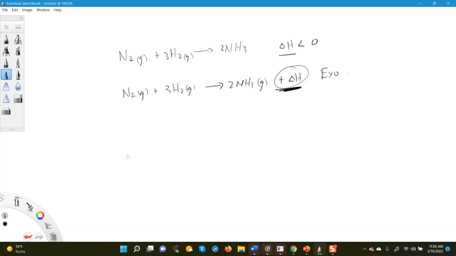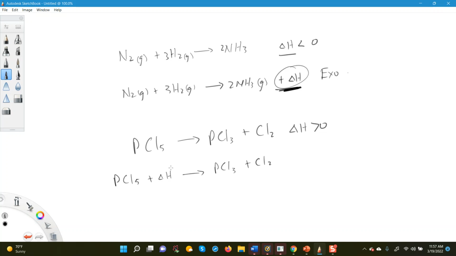Now, in the case of an endothermic reaction, let me think of an example. Okay, here's one example of an endothermic reaction. Let's say you have PCl5 forming PCl3 plus Cl2. Again, I don't remember what the value is, but I know that delta H for this is positive, all right? So in this particular case, because delta H is positive, we can rewrite this equation as PCl5 plus delta H to give PCl3 plus Cl2.